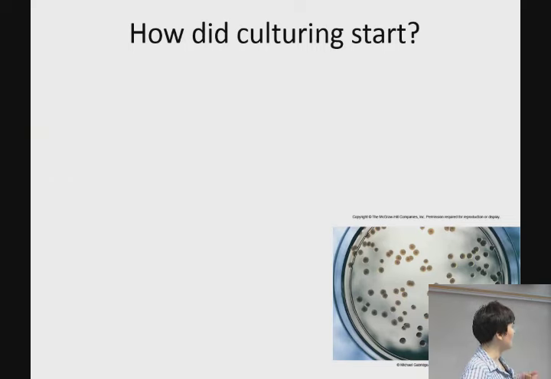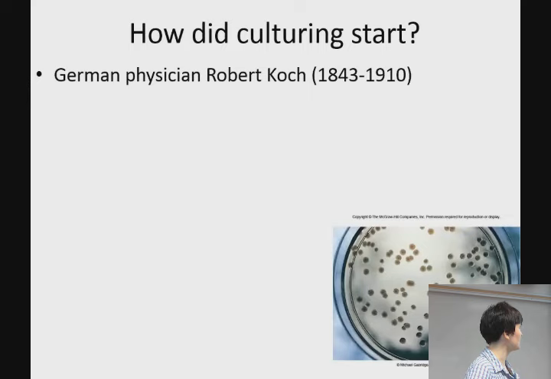So how did this whole technique of culturing cells really start? One of the pioneers was Robert Koch, a German physician in the mid-1800s. And you should have heard of him before. He was in the first chapter. What was his sort of claim to fame that we've already discussed? His postulates. What were those about?